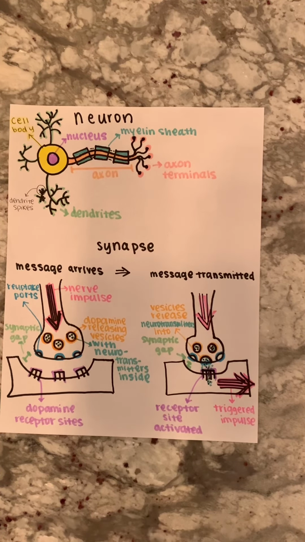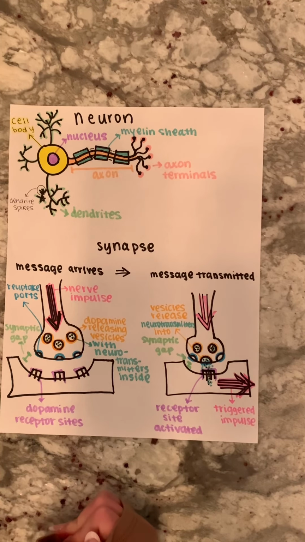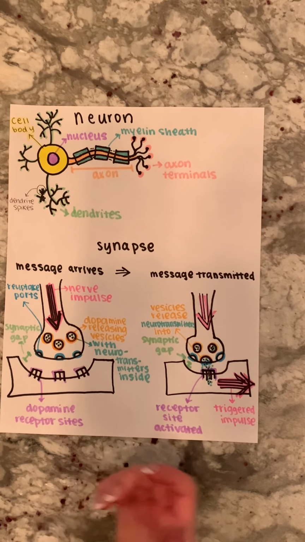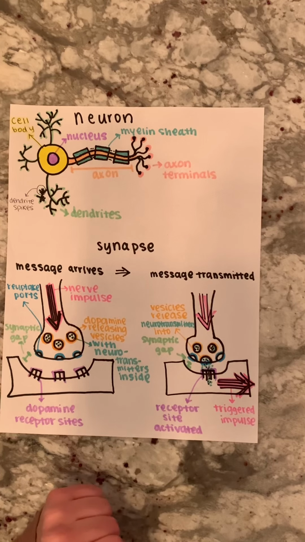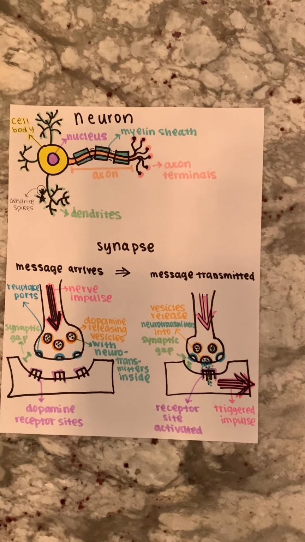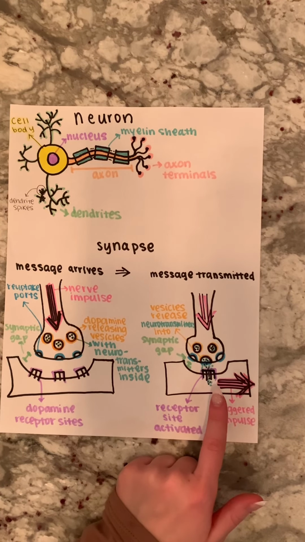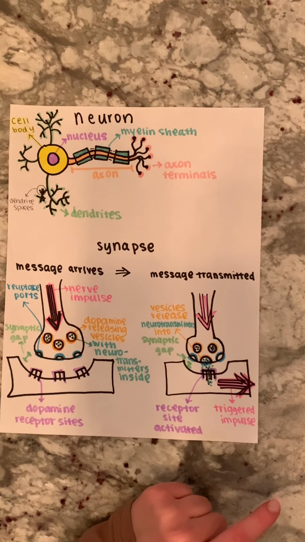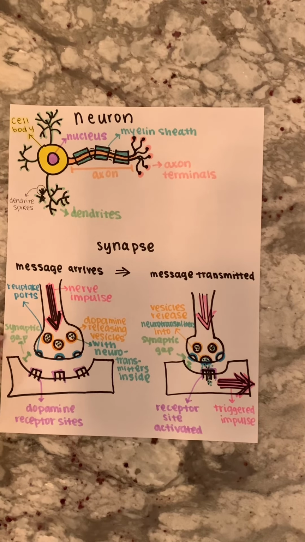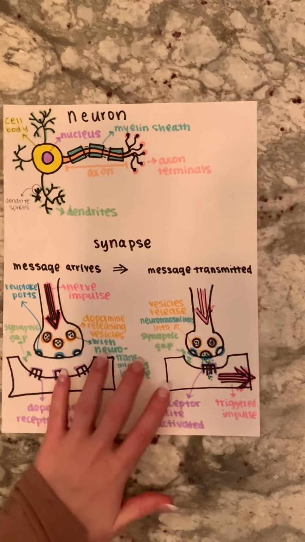The terminals of two neurons passing messages between themselves actually never touch, but they're separated by synaptic gaps. So if we move down here to my two little diagrams of synapses, this one is when the message arrives, and this is when the message is transmitted. So they don't ever touch. They are separated by these synaptic gaps. It's the space right here in between the two neurons that are communicating.